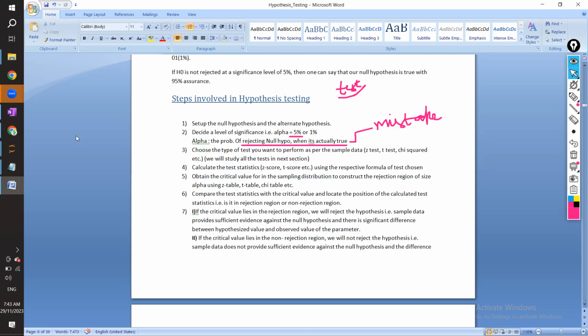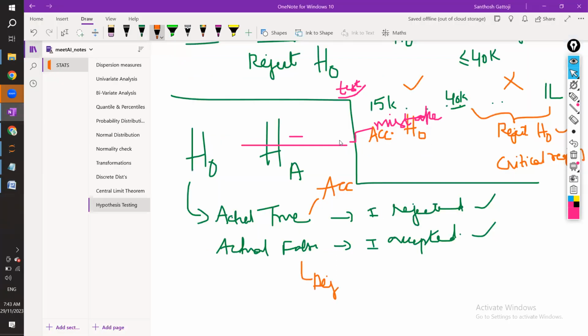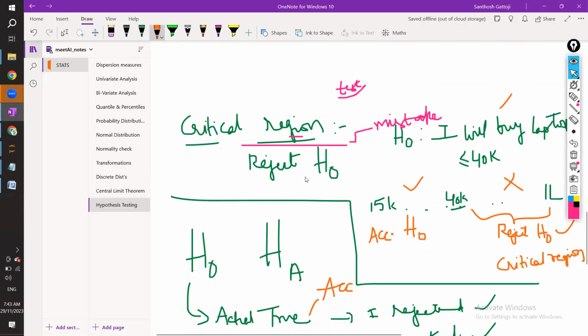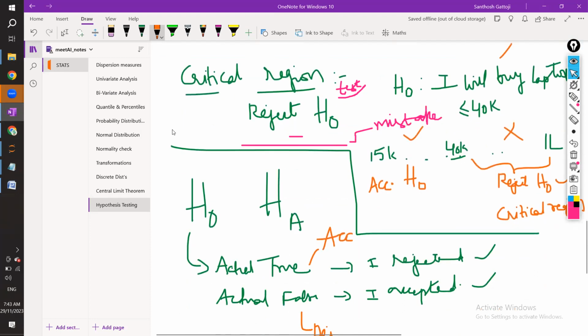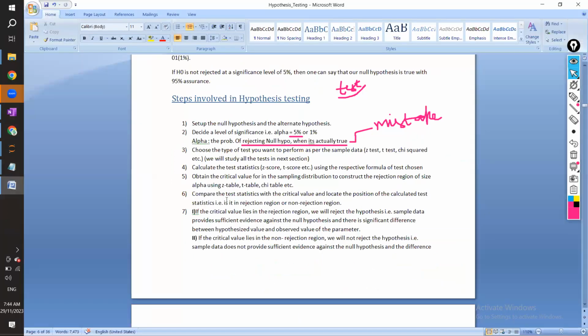That means what? As I've just told you, the critical region is that region where you can reject the null hypothesis. So from the distribution you will also see what the rejection region is. That means in which region I can reject the null hypothesis. That is called critical, based upon the critical value. And you will compare the test statistic and the critical value.